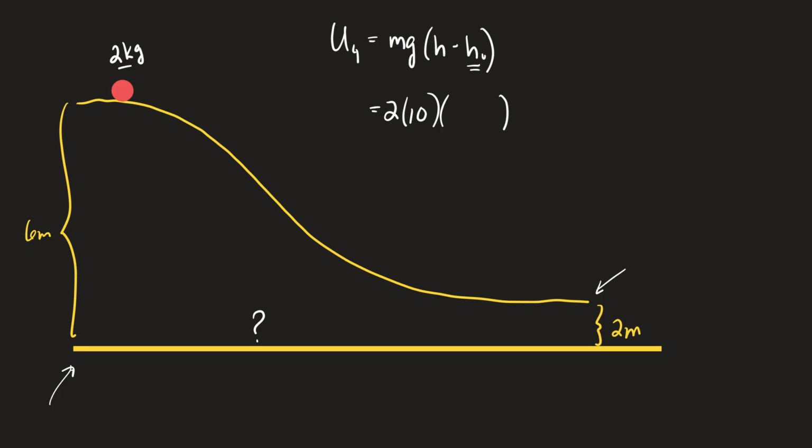So if I'm trying to solve for, say, how fast the ball is going when it makes it to the bottom of the slope, I'd probably use this as my reference level. And therefore, everything here, I would say, is 4, right? Going from 2 meters to 6 meters is 4 meters. And therefore, my energy would be 80 joules.